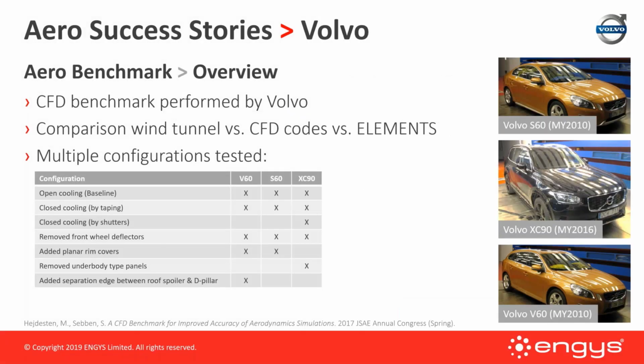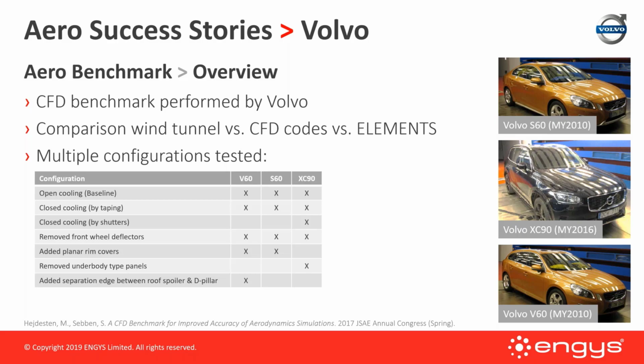So let me talk about some customer success stories. The first one I'd like to talk about is from Volvo. So Volvo performed a CFD benchmark in which they compared wind tunnel data versus various CFD codes. And there were multiple configurations tested on 3 different vehicles, so V60, S60, and XC90, so a sedan, an SUV, and so on. Each one of these had different configurations with open cooling or closed cooling, and with wheel deflectors or rim covers. So there was a variety of test conditions.